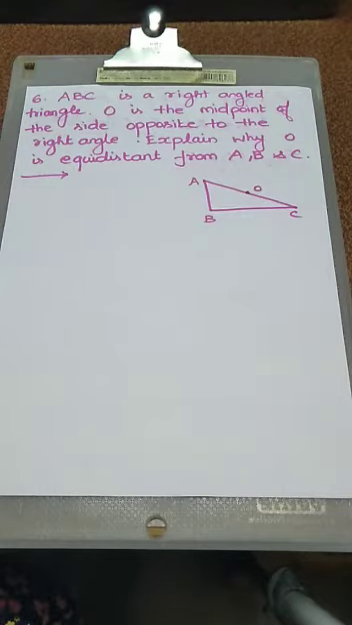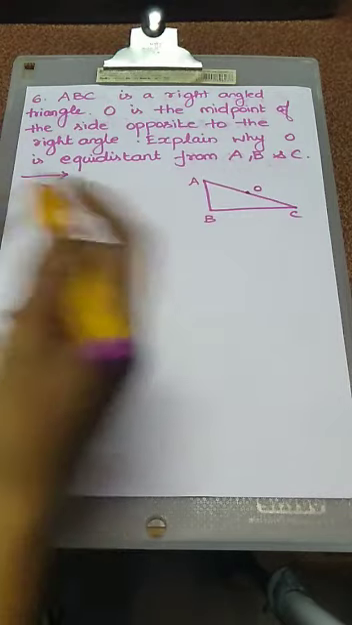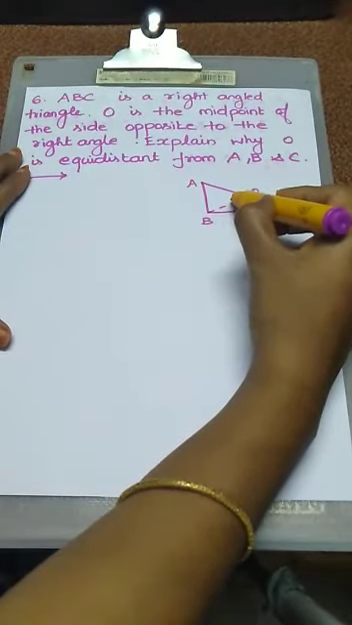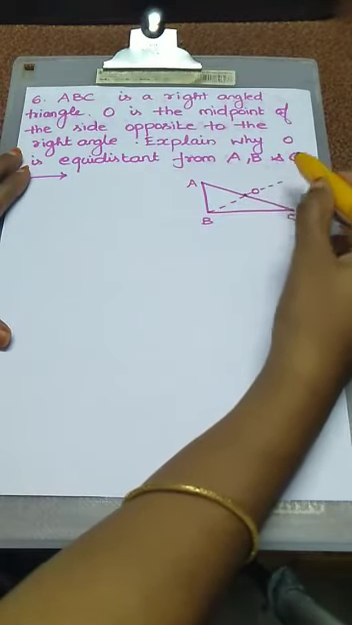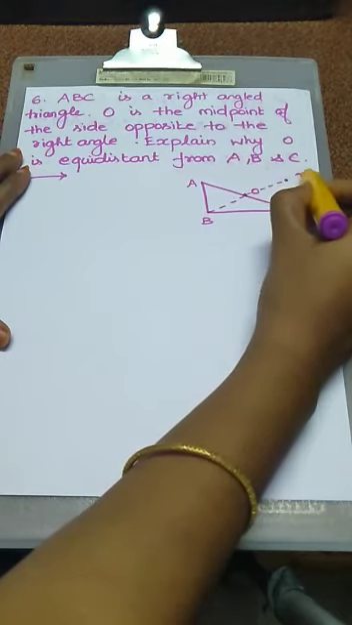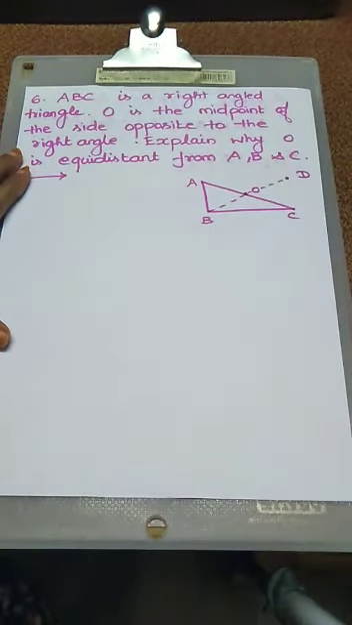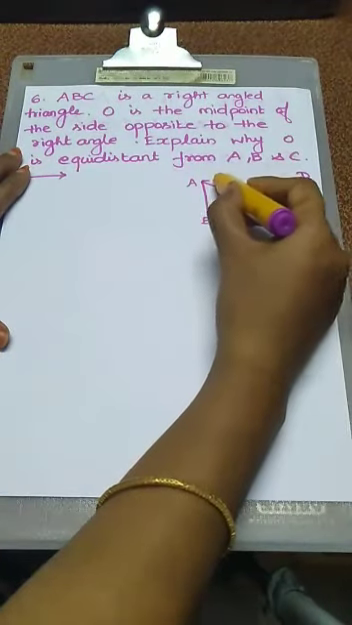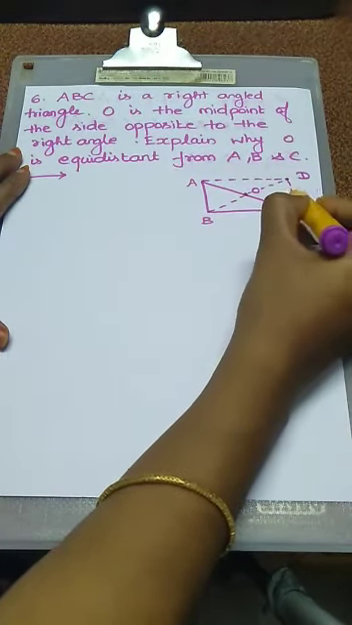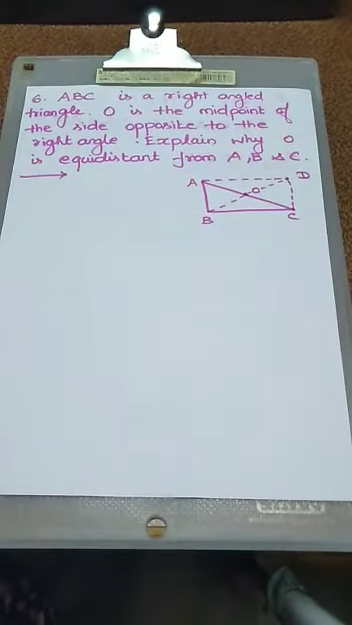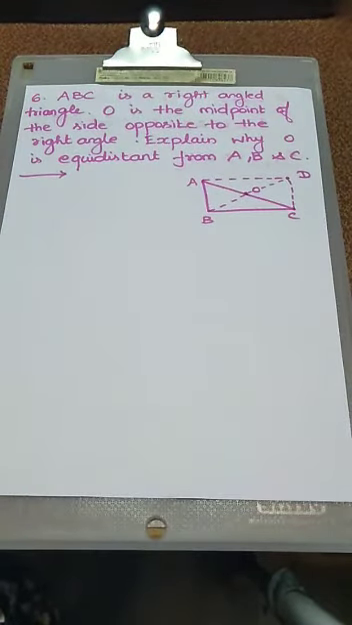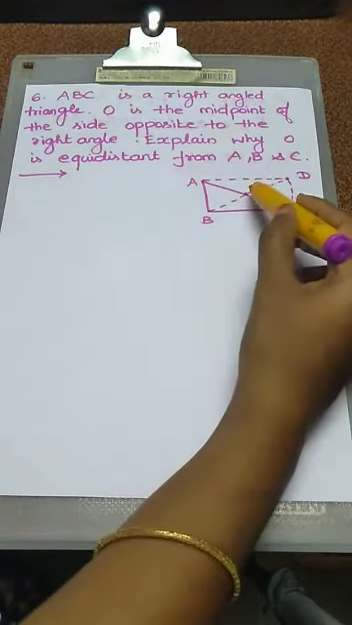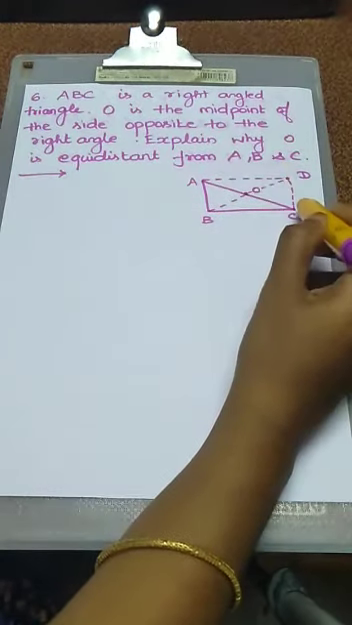Actually, produce BO to D. We have to make one line. Okay. We have to produce BO to D. We just imagine this point is D. Now we have to join AD and CD. Okay. Actually, what is given? ABC is a right angled triangle. Okay, that is given. O is the midpoint of AC. That is also given. We have to explain why O is equidistant from A, B and C. Actually we just produce BO to D. Join AD and CD. That is a condition.